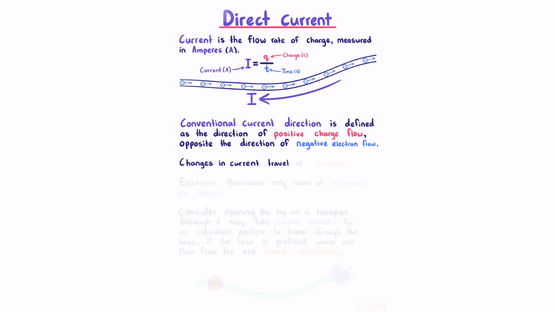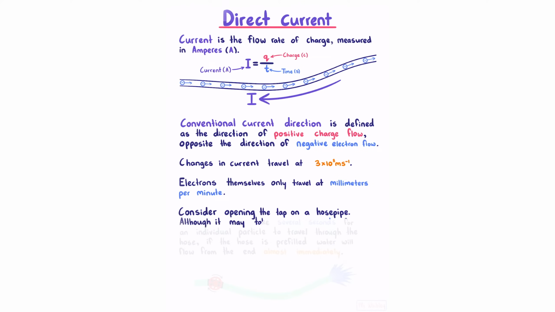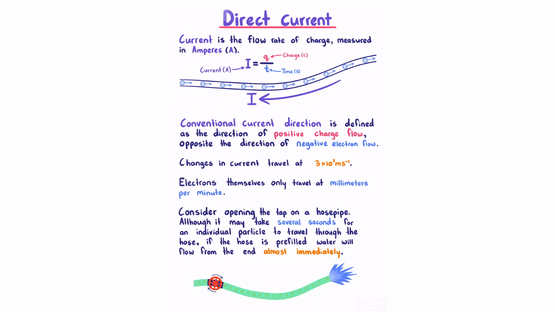Changes in current travel at 3 × 10⁸ meters per second, or in other words, the speed of light. Electrons themselves only travel at millimeters per minute. To explain why this is, consider opening the tap on a hosepipe. Although it may take several seconds for an individual particle to travel through the hose, if the hose is pre-filled, water will flow from the end almost immediately.